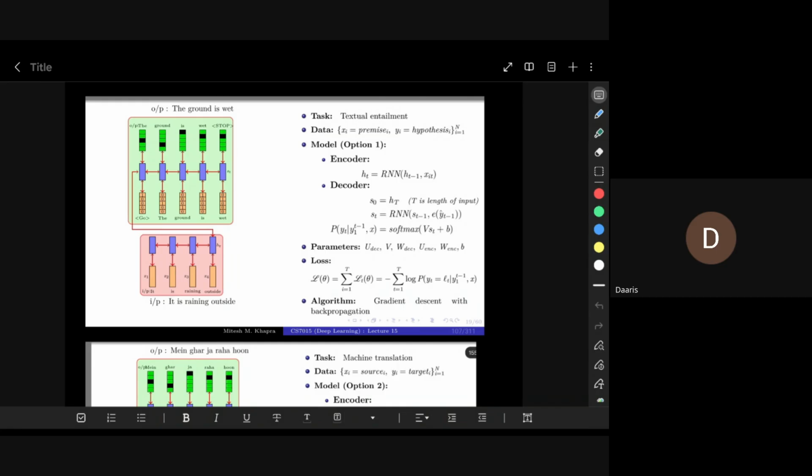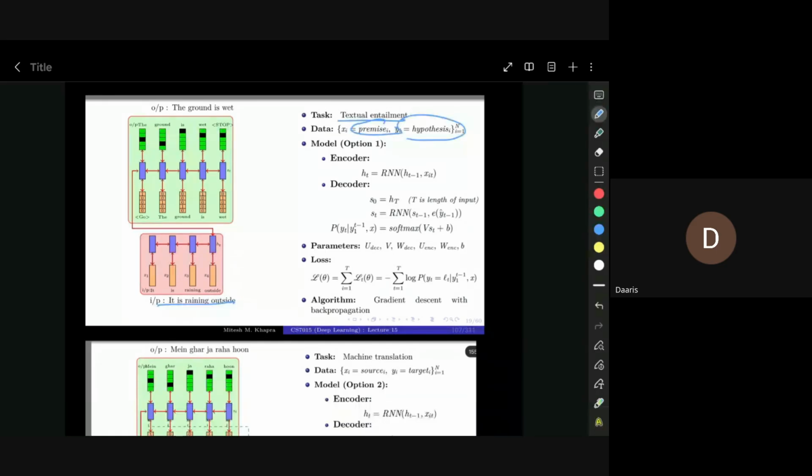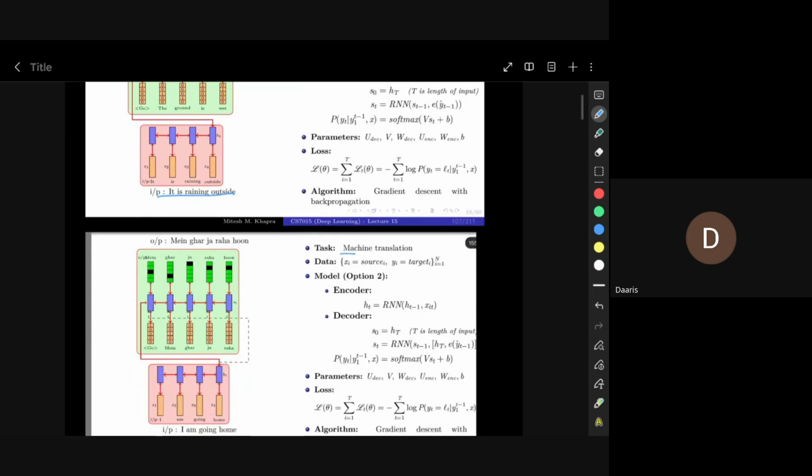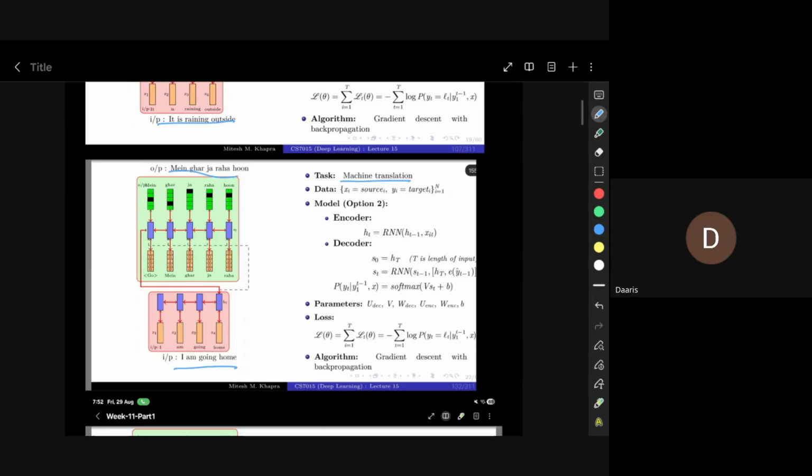So if you have, let's say, a problem of textual entailment where there is some premise and some hypothesis. If it is raining outside, you want to predict whether the hypothesis, the ground is wet, is going to be true or not, something like that, right? Like many other problems, for example, machine translation, where I'm going home and the translation of that is in Hindi or something. So how can you do it with an encoder-decoder model?